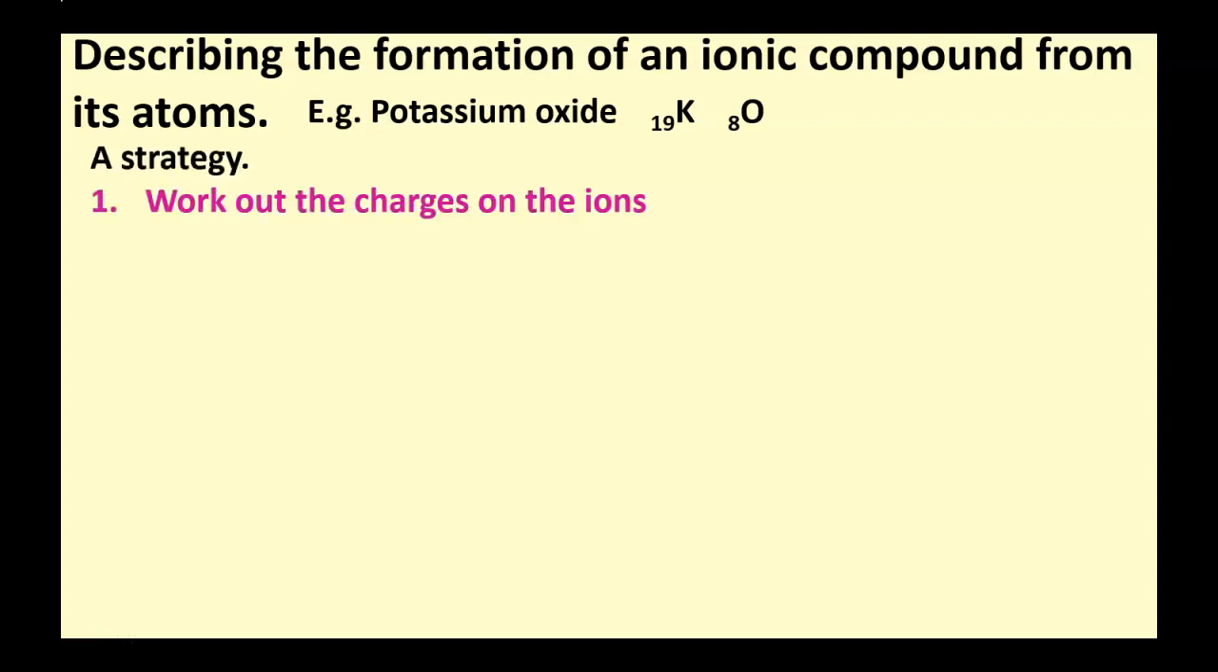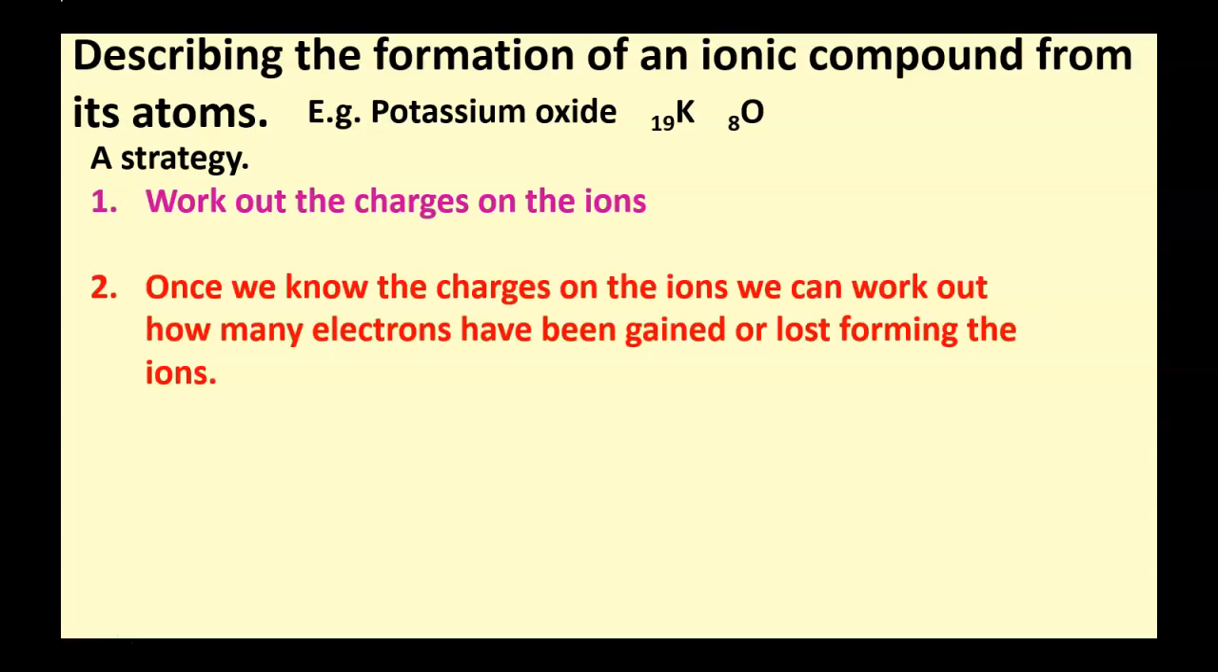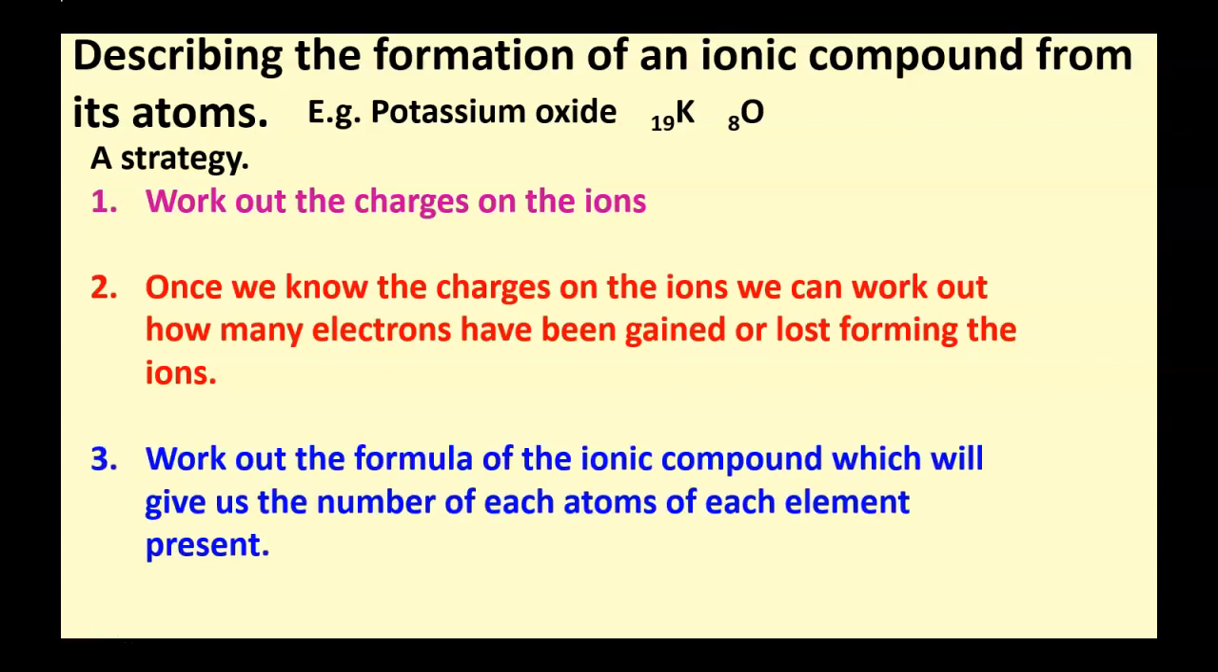Firstly, work out the charges on ions which are formed. We can use this based on which groups the elements are found in. Secondly, once we know charges on the ions, we can work out how many electrons have been gained or lost in the formation of the ions. Thirdly, if we know the charges on the ions, we can actually work out the formulae of a compound, which will give us how many atoms of each element have gained or lost electrons. Let's apply this strategy.